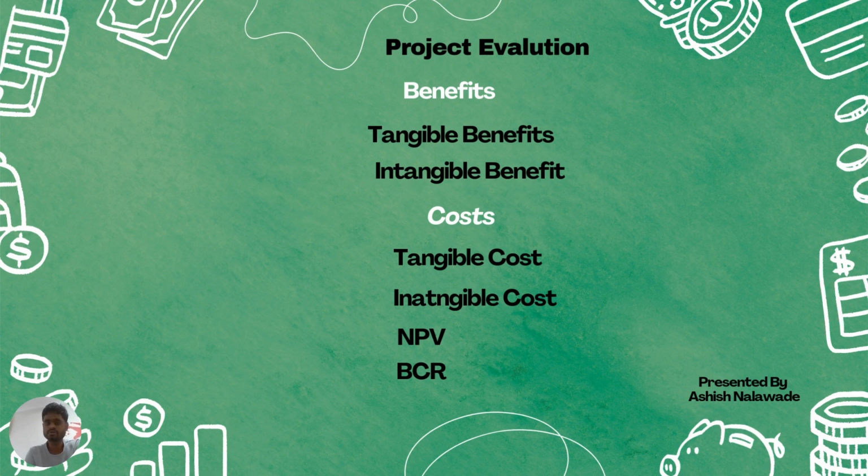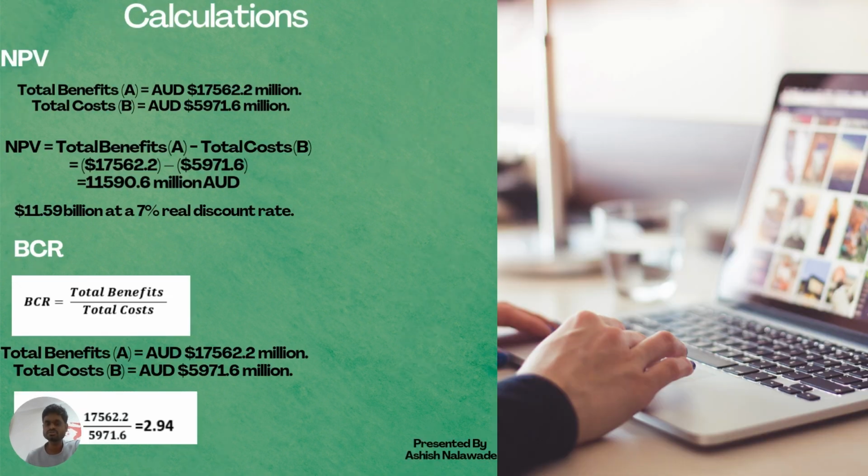business. Moving to the cost, the first one is the tangible cost, the second one is the intangible cost, and net present value and BCR, which are important to study. Moving toward the calculation of NPV, NPV can be calculated by subtracting total cost from total benefit. As our project's total benefit is $70,562 million, and the total cost is $5,971 million, so we got a net present value of $11,590 million at the 7% real discount.